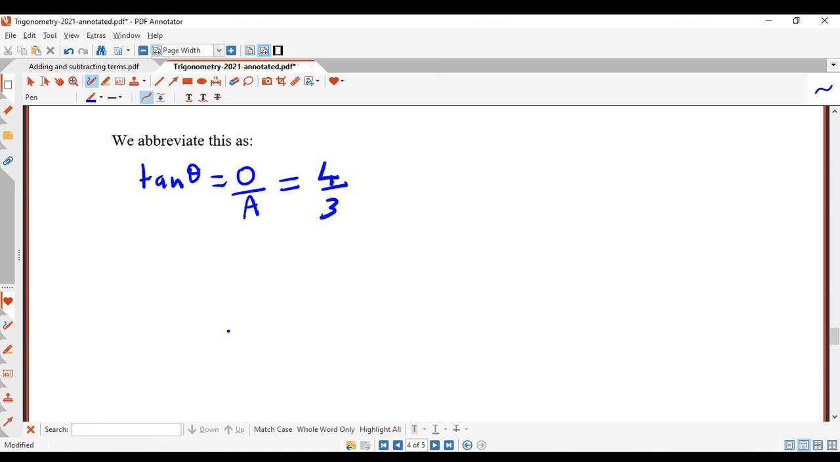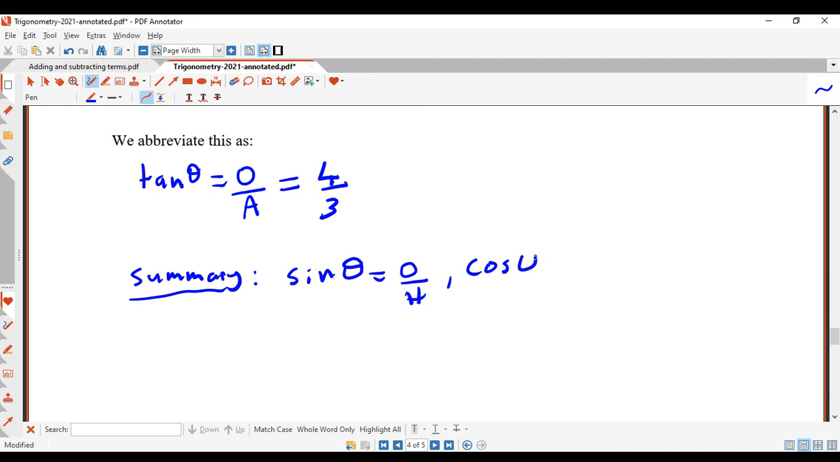Now, there is a way of remembering these three formulas. So if I write a little conclusion here, or a summary, now for the summary, we know that sin theta equals opposite over hypotenuse. Cos theta is adjacent over hypotenuse, and tan theta is the opposite side divided by the adjacent side.